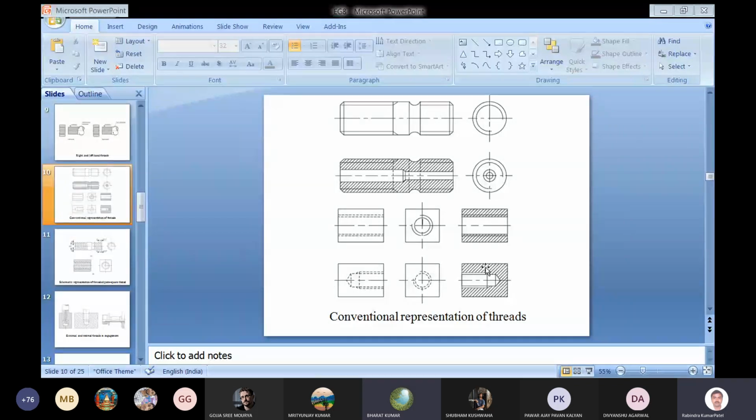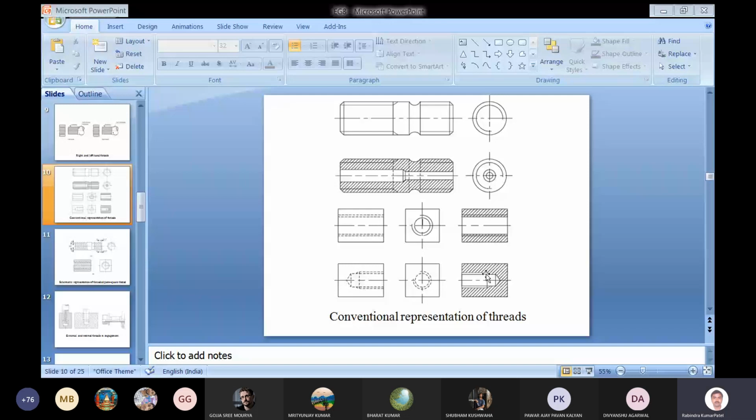Sir, are these circular projection of view? These are views. Okay. These are views. So this is another part which is shown in section. Thread is shown here, here and here.